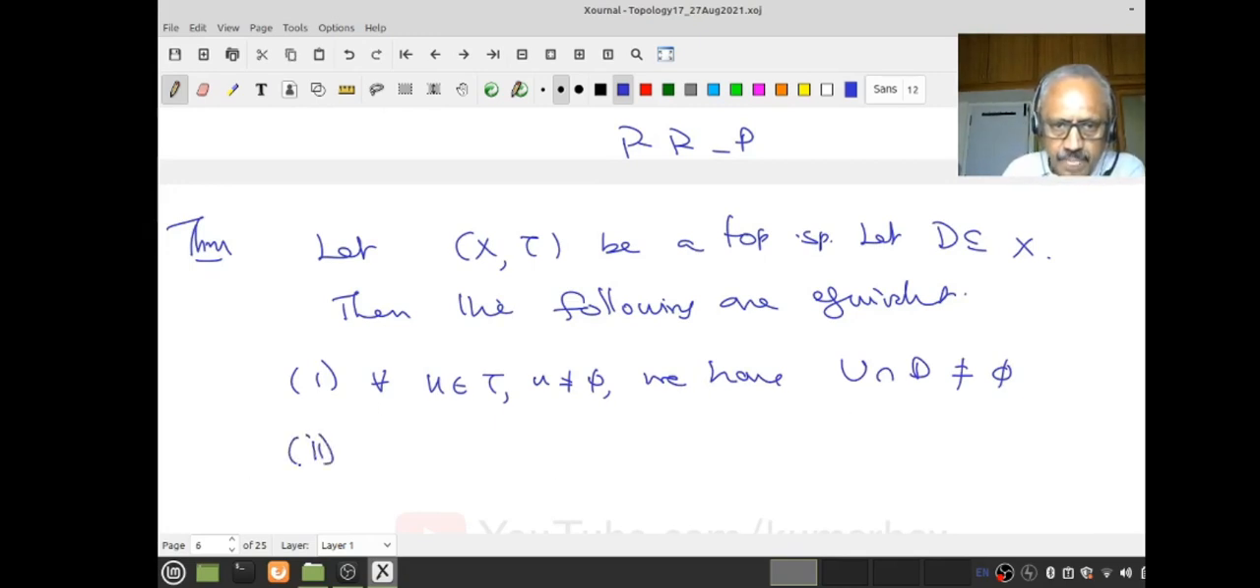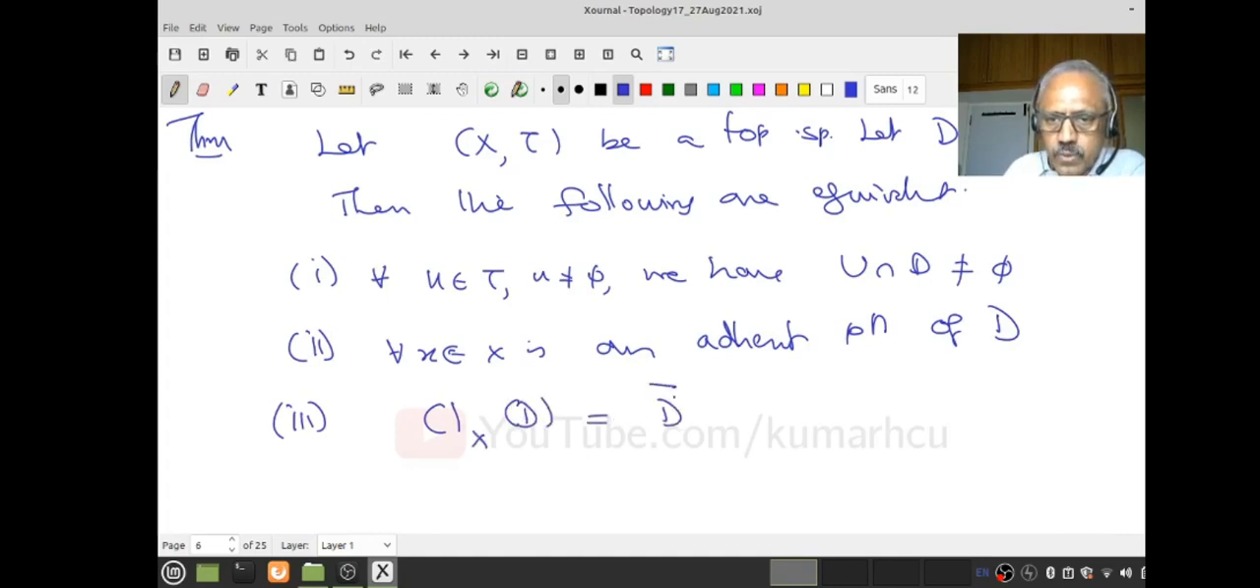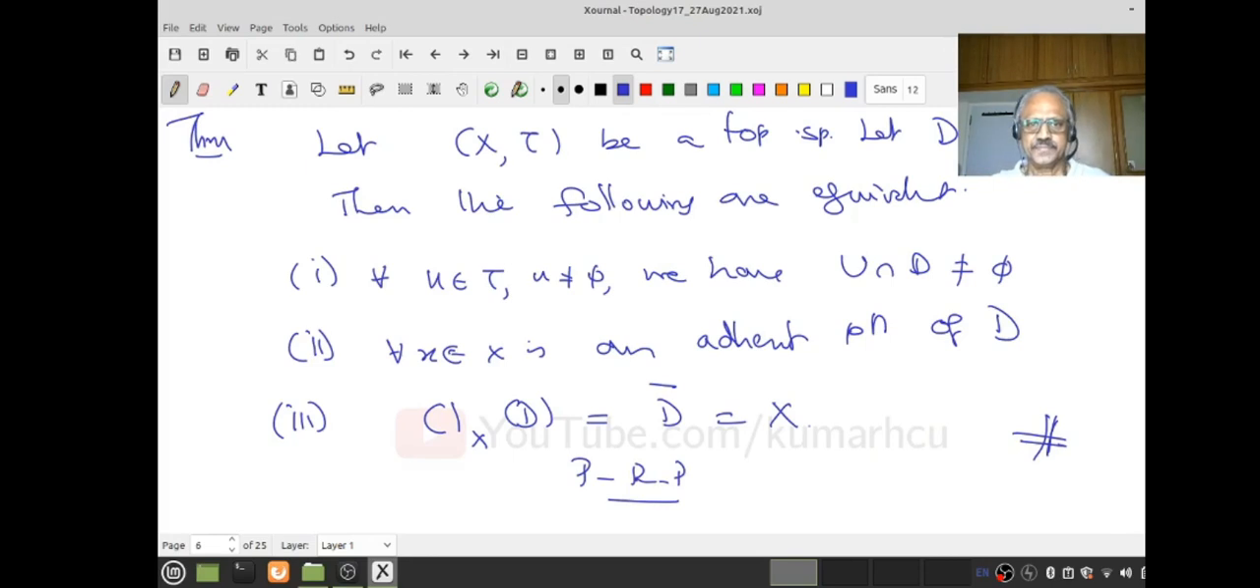And second, every x in X is an adherent point of D. Third, the closure of D in X, that is, the closure of D equals X. Okay, this is what we have proved. Do you find the proof very easy? Isn't it easier? So which one is easier?